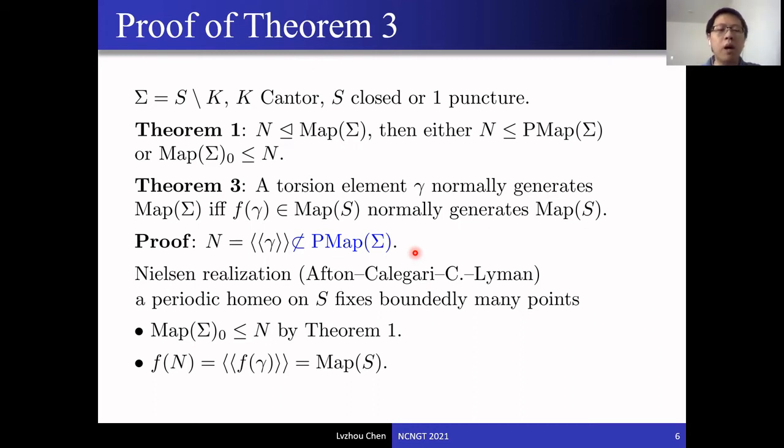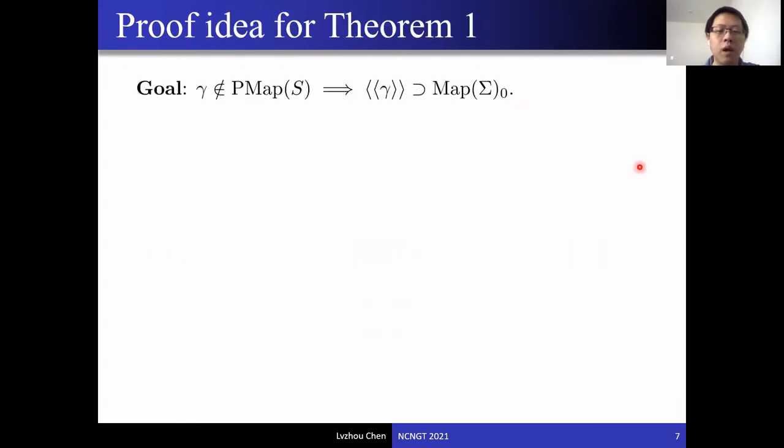For the remaining time, I'll try to explain some ideas that go into the proof of the main theorem, theorem 1. And what we really need to do over here is to think about the case where we have an element that's outside of the pure mapping class group. And what we need to show is that the smallest normal subgroup containing that element must contain the kernel of the forgetful map. In other words, we need to show that the normal closure of any element gamma outside the pure mapping class group contains this kernel.